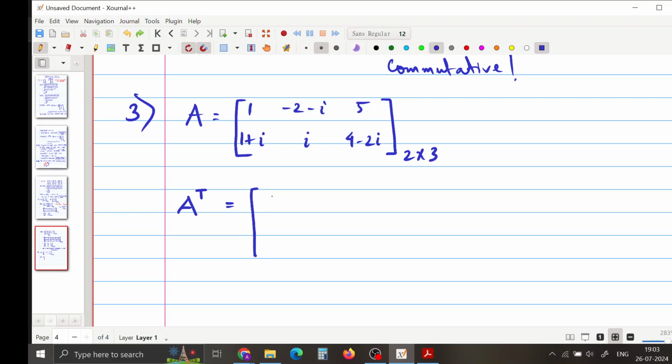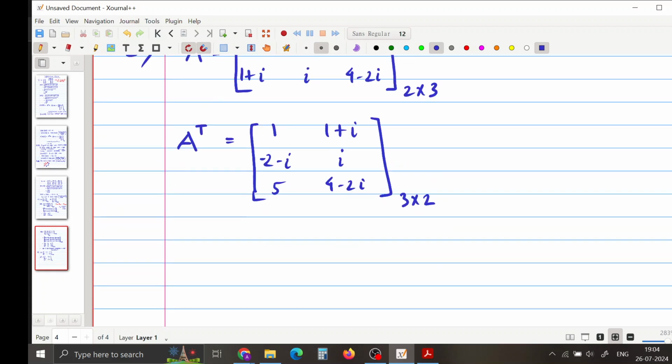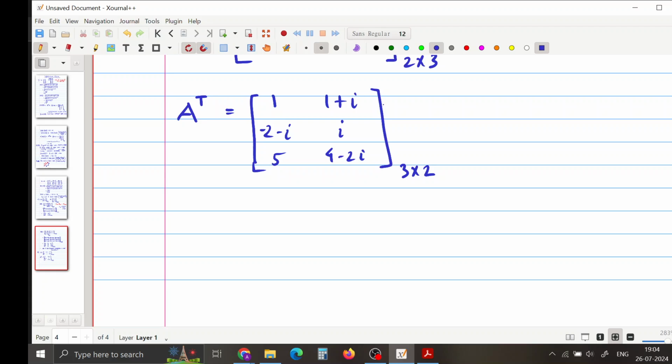So the first column will be 1, minus 2 minus I and 5. Similarly, the second row of A will become the second column of A transpose. So this is 1 plus I, 4 minus 2I. This is your A transpose and the size is 3 cross 2 because now you have 3 rows and 2 columns. Correct? And what is A Hermitian?